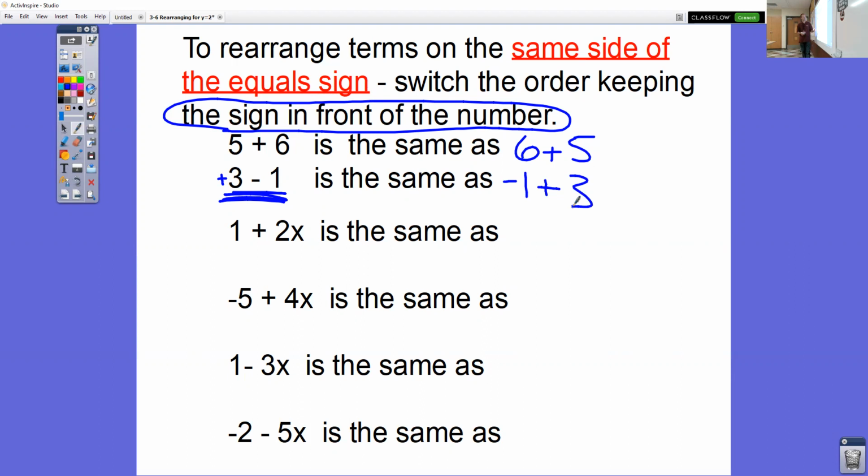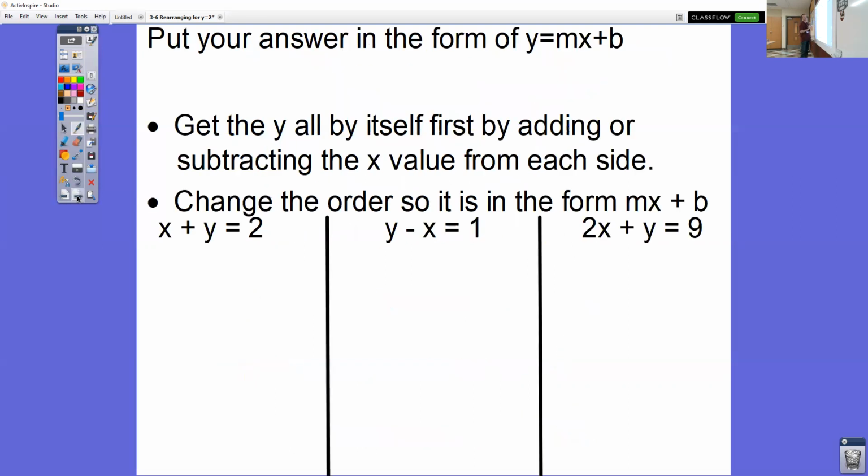We can switch around when they have x's as well. 1 plus 2x is the same thing as 2x plus 1. Negative 5 plus 4x, we can switch around, and that would become 4x minus 5. 1 minus 3x becomes negative 3x plus 1. It becomes plus 1 because that was a positive 1. Negative 2 minus 5x becomes negative 5x minus 2. So you can just switch around the order, just keep that same sign in front of the number or the letter. So now we're trying to rearrange our equations.